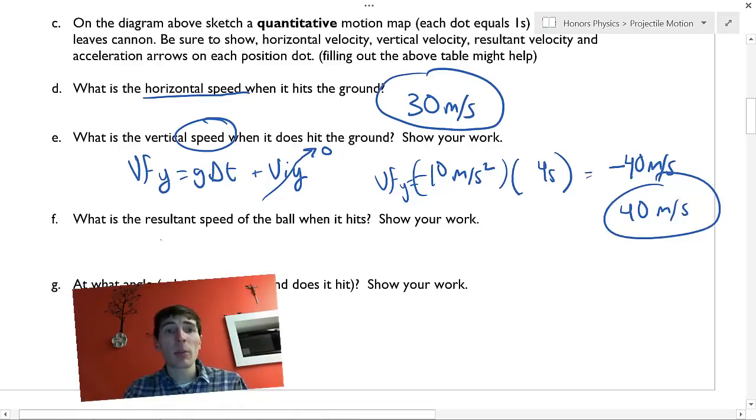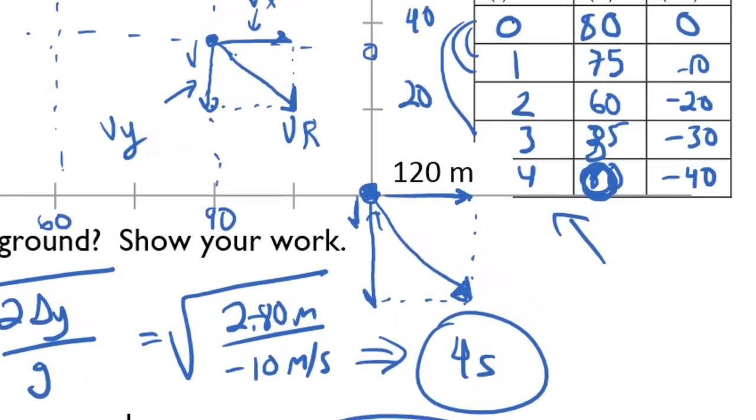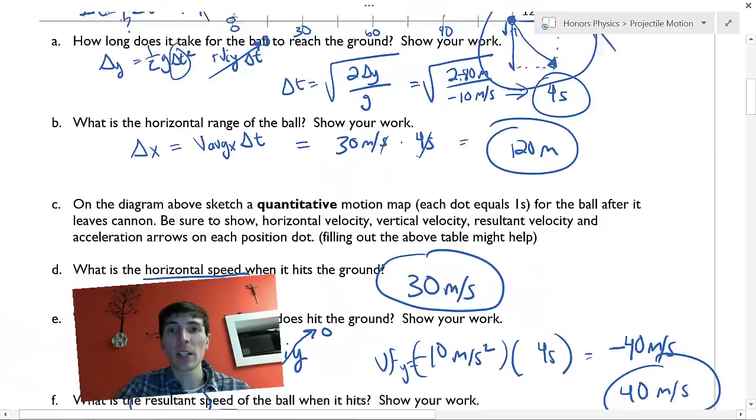The last part, part F, what is the resultant speed of the ball when it hits? Show your work. This is where we have to take the resultant vector and solve for it. It's going to be pretty simple though once we use some trig. So what I need to do, I like to draw and kind of blow this up a little bit. I'm going to draw a circle around this. What's happening right here? When I come down, this is when it hits the ground.